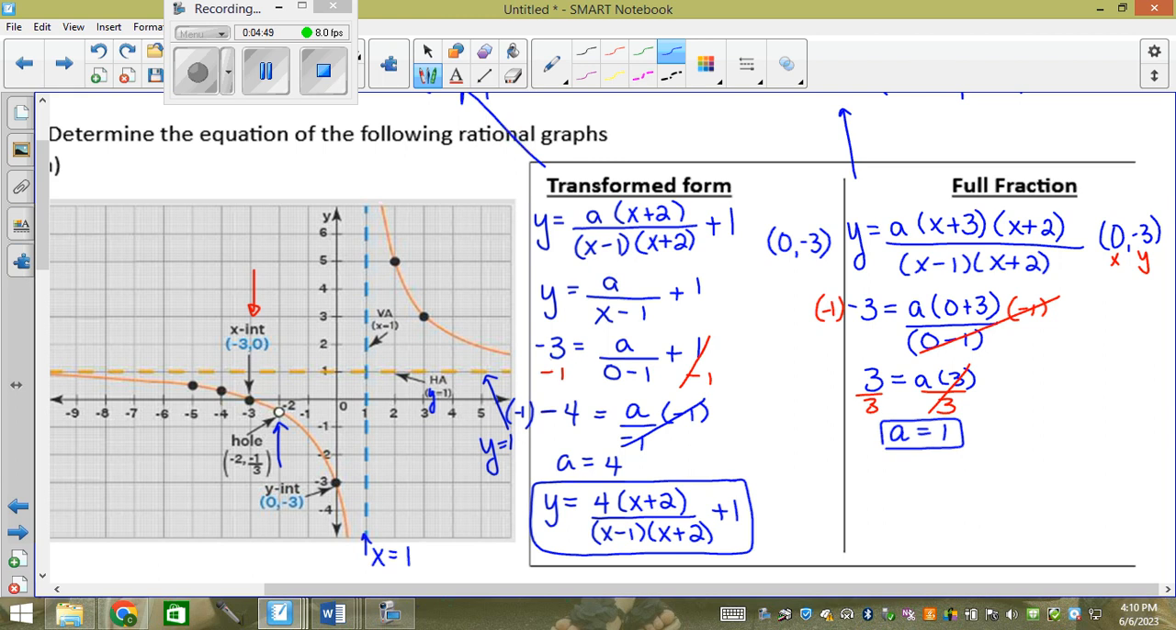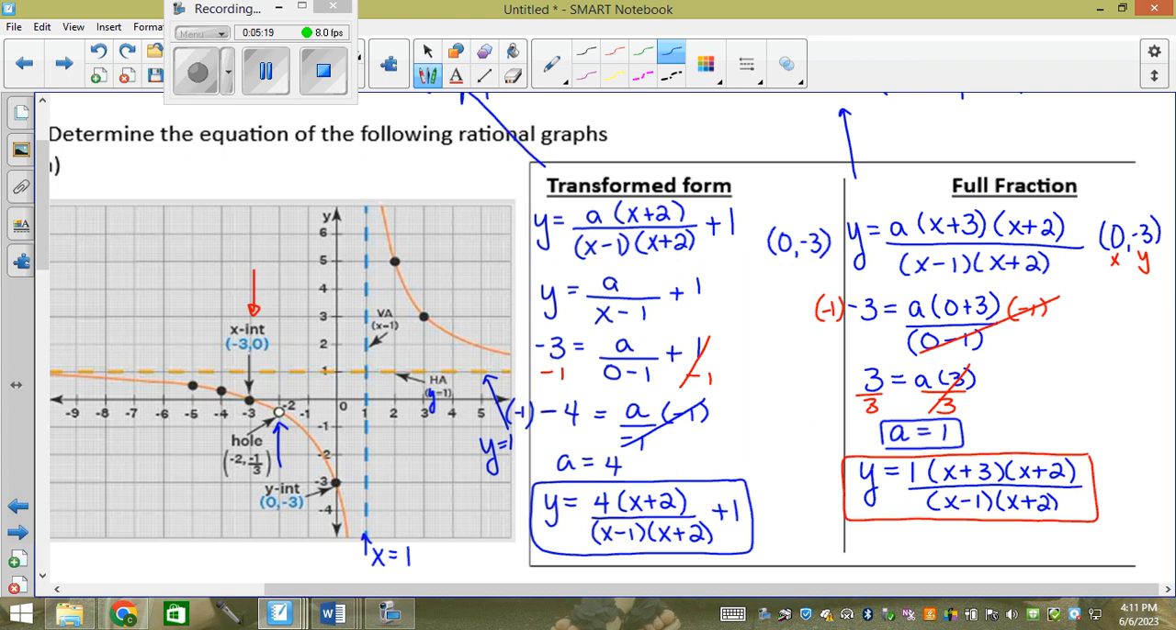It's going to be different in the next few examples for the full fraction, but it doesn't always equal 1, so we always have to check. So we get y equals 1, x plus 3, x plus 2, over x minus 1, x plus 2. In full form, they might FOIL it together and collect my terms. And we don't absolutely need the 1, I'm just putting it there to point. So this is a rational function with a point of discontinuity.